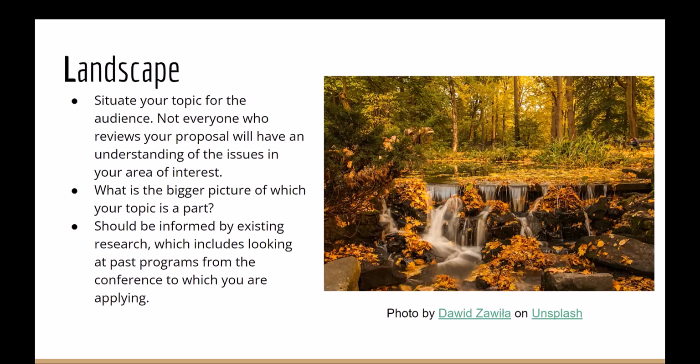So you have to be prepared to contextualize your topic succinctly so that it makes sense to a variety of reviewers with a variety of backgrounds. When possible, and it's not always possible, and it depends on your focus too, it should also be informed by the literature and the work that's already been done in your area that you're planning to present on.